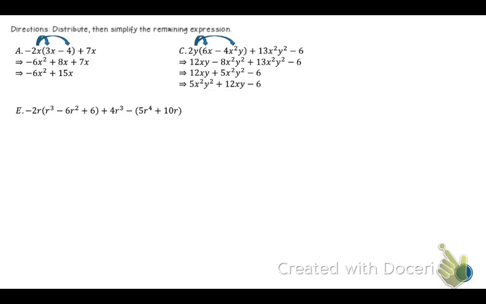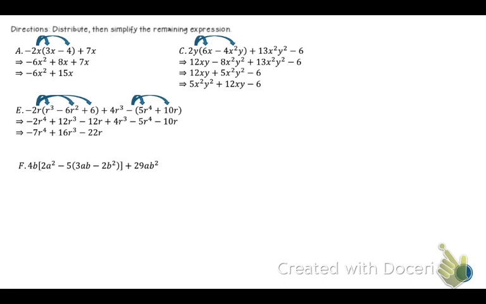So look at this one, distribute first. You also have to distribute that negative because we can think about that as like a negative 1 right there. So that's going to be negative 2 times r cubed is negative 2r to the 4th. Negative 2r times negative 6r squared is 12r to the 3rd. Negative 2r times 6 is negative 12r, plus 4r cubed. Negative times 5r to the 4th is negative 5r to the 4th. Negative times 10r is negative 10r. You can combine like terms, so that's negative 7r to the 4th plus 16r cubed minus 22r.